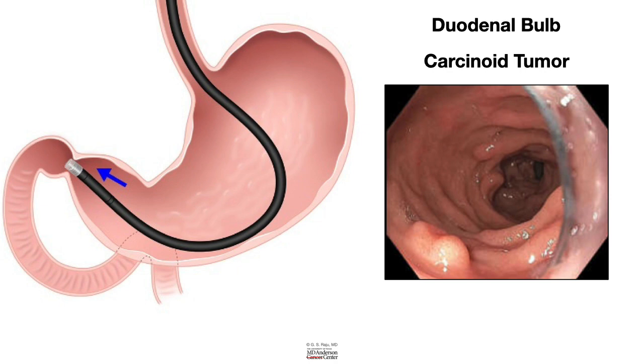This is a typical appearance of a submucosal tumor, and the most common cause for a submucosal tumor in the duodenal bulb is a carcinoid tumor.